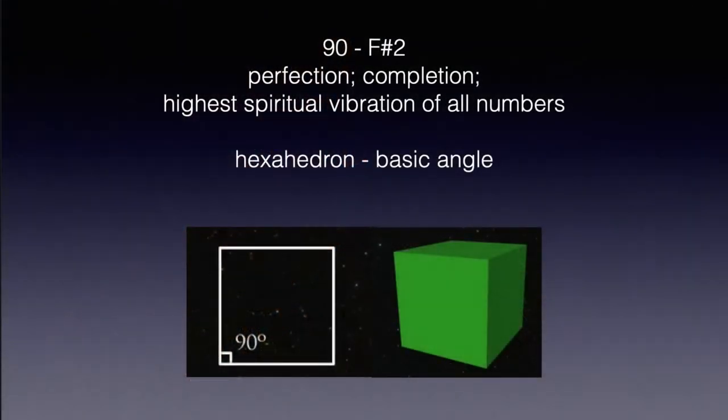Now the 90 is, like I said, the F sharp, and the 9, if you take that 0 away, is the number of perfection, of completion. It's the highest spiritual vibration of all the numbers. When you're studying numerology, if somebody has a 9 or something has a 9 in their numerology, it's really considered the apex of how far you can go with your numbers. And this is part of the hexahedron. And you notice that this square is very similar to a block of salt. That is the molecular structure of salt. It's a hexahedron. So we have all of these Platonic solids as represented in nature. You'll find it naturally in just about anything anywhere you go.